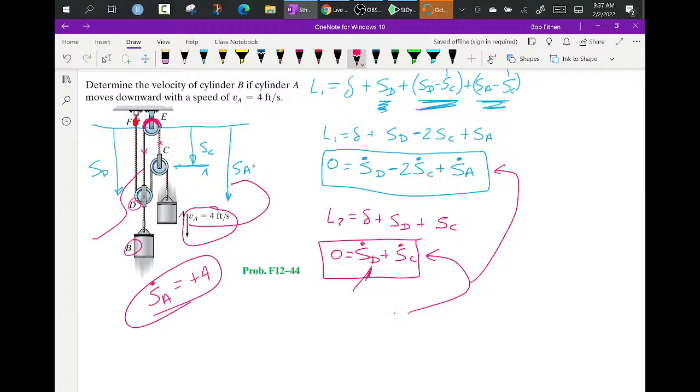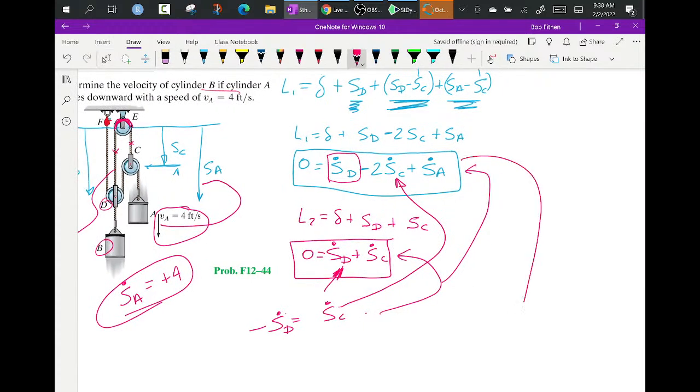So I can take this, and what I can do is I can take SD dot equals minus SC dot, and use that to get rid of one of the terms back here. But what I really want to do is keep this one in there because I want to solve for SD. That's what he's asking me for. So I'll take the SC and stick it in here and rewrite the equation.